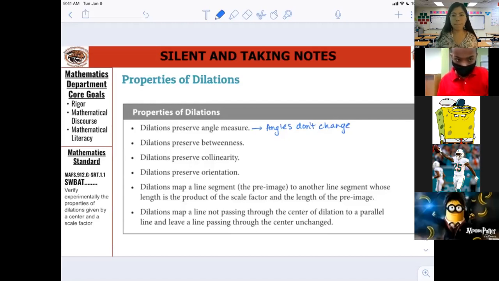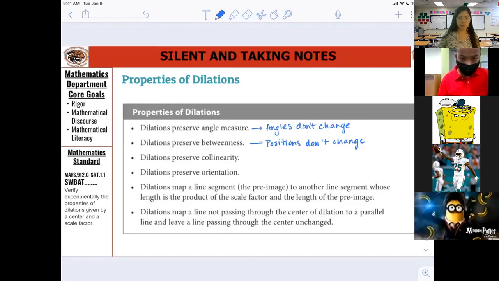Okay. Now betweenness basically says, the word betweenness is kind of weird, but it basically just means if point P is in between point A and point B, then P prime will stay between A prime and B prime. So it's basically saying that the positions don't change. So wherever things are located, it's going to get bigger, but it's not going to move around or rotate or reflect or anything like that.